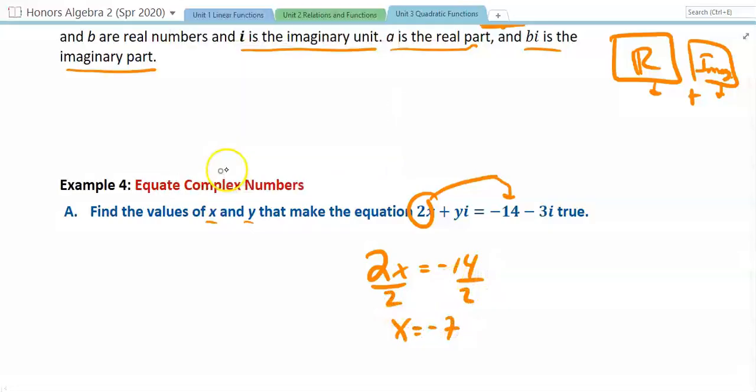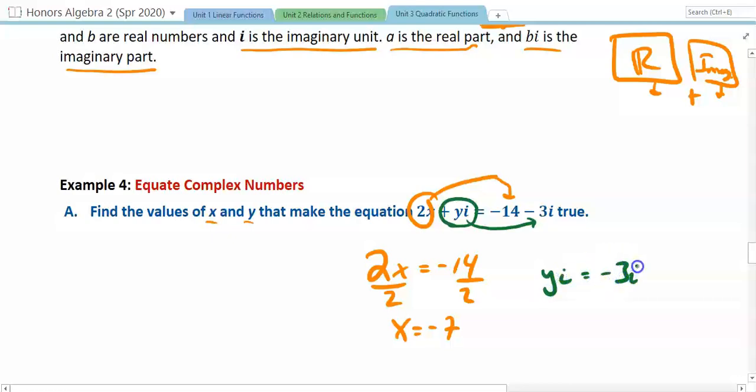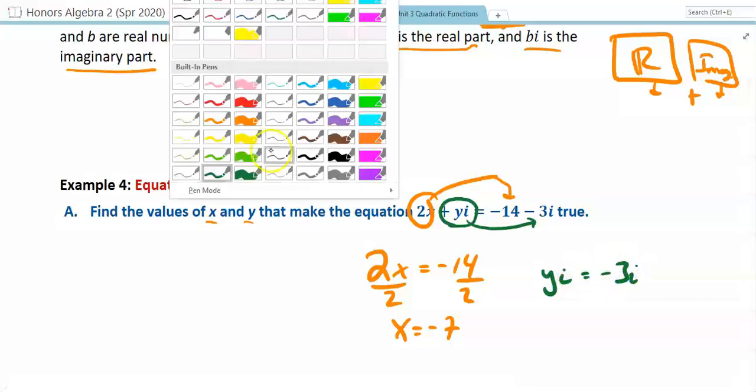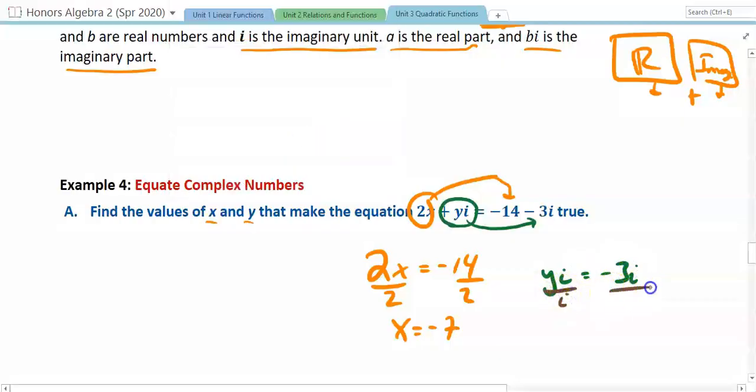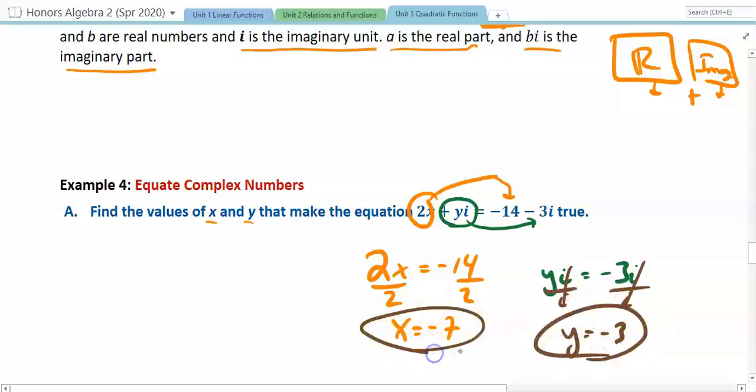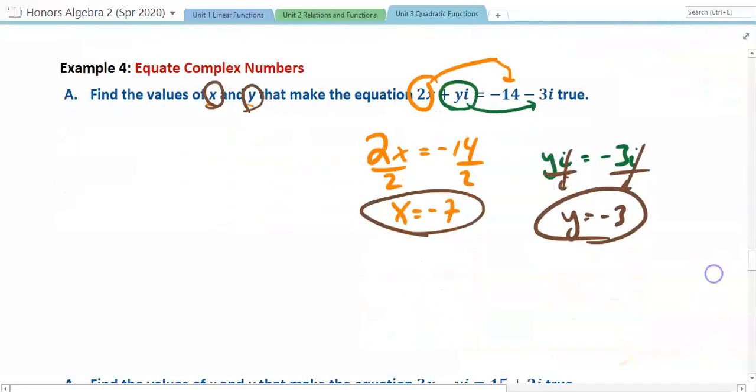And then for the y, well, that's in the imaginary part. So the imaginary is going to match with the imaginary. yi is equal to negative 3i. I can divide both sides by i, and I can divide both sides by i because i is not equal to 0, so I can divide by it. So y is just equal to negative 3. So my 2 answers here, because it asked me to find both x and y, the x is equal to negative 7, and the y is equal to negative 3. Again, because the real parts deal with the real parts, the imaginaries deal with the imaginaries.